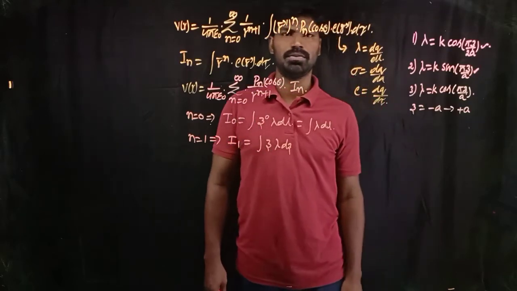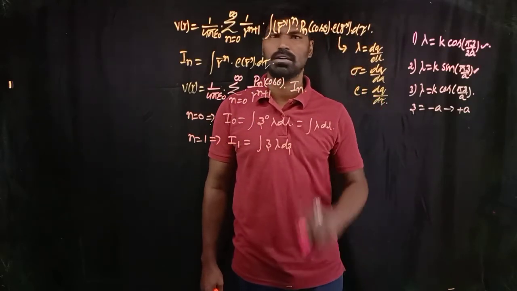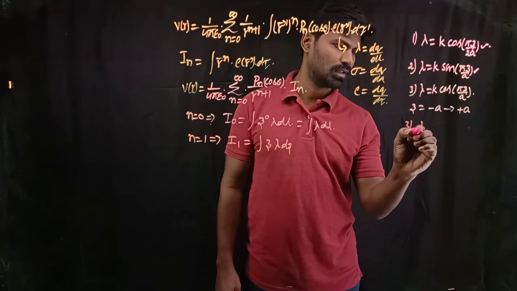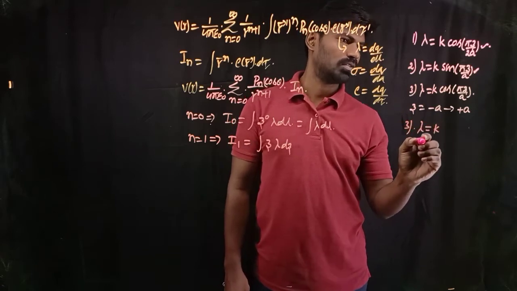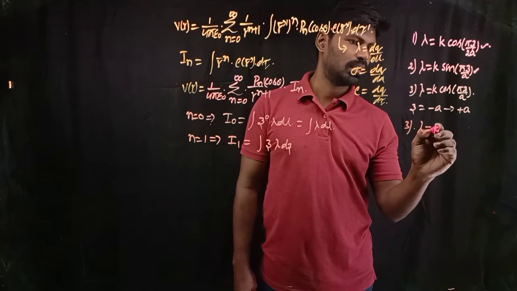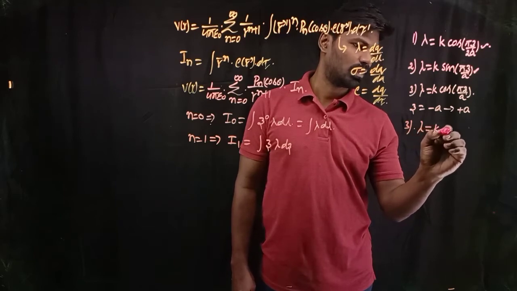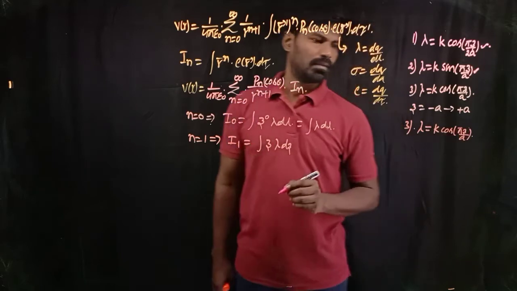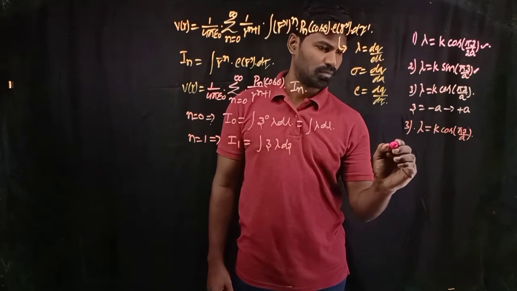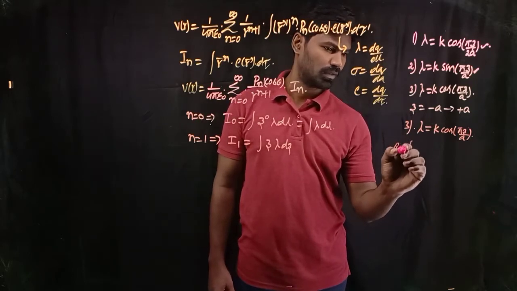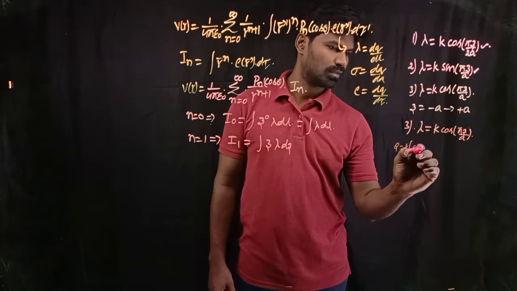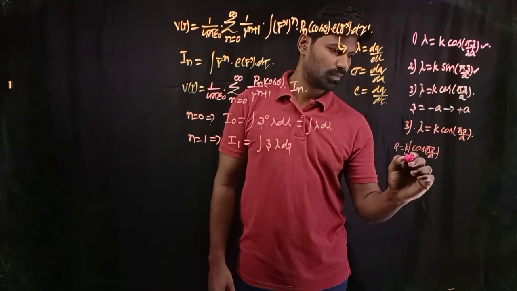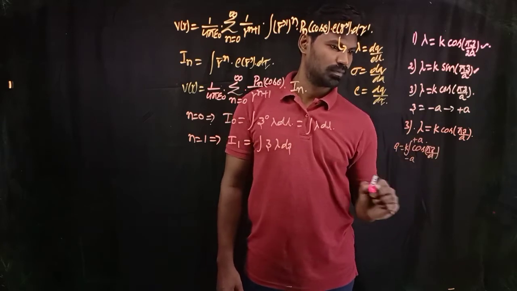On calculating potential due to a continuous charge distribution by using multipole expansion, I am considering this third configuration, in which the linear charge distribution is given by lambda equal to k cos(pi z divided by a). For this, first I am going to calculate the monopole moment. Q is equal to the integral of k cos(pi z divided by a) between the limits minus a/2 to plus a/2, dz.